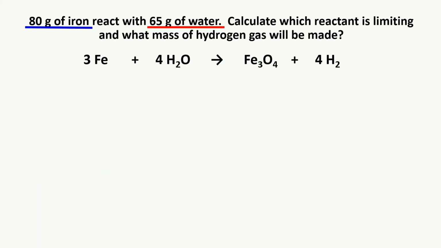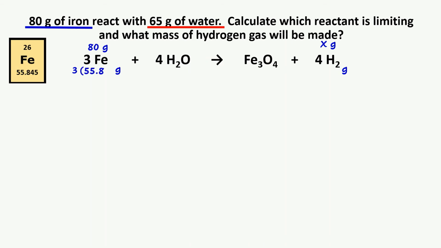Let's check your work. I'm going to write 80 grams over the iron and x grams over the H2 because we're asked to find the mass of hydrogen gas that will be made. We're going to drop the units underneath and we're going to bring down the coefficients or the number of moles. But since the unit we're working with is not moles, we need to multiply the coefficient by the molar mass. So we would find iron on the periodic table and round its mass to the hundredths place, and that would be 55.85.